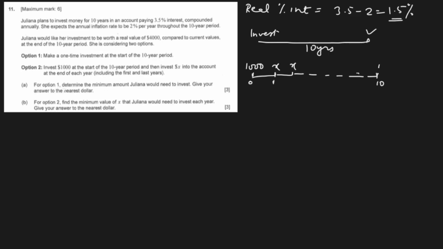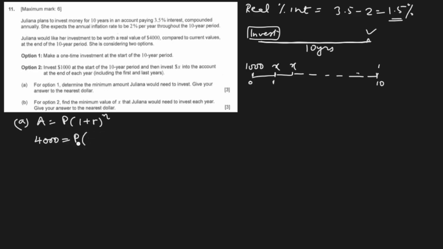For option 1, determine the minimum amount Juliana would need to invest. Give her answer to the nearest dollar. Since there is no other investment than the first one, we will simply use the compound interest formula. The compound interest formula is A equal to P(1 plus r) to the power n. The amount we want is 4,000.